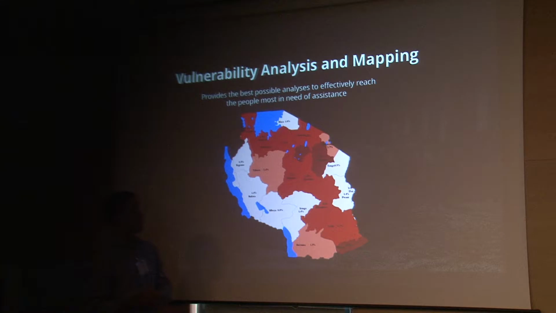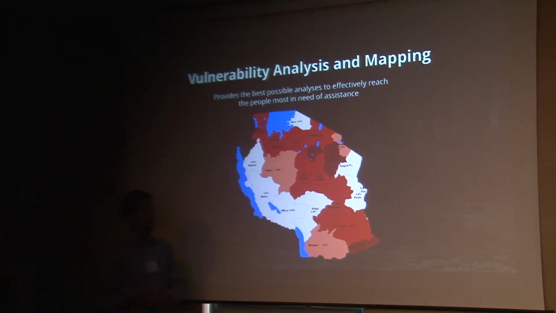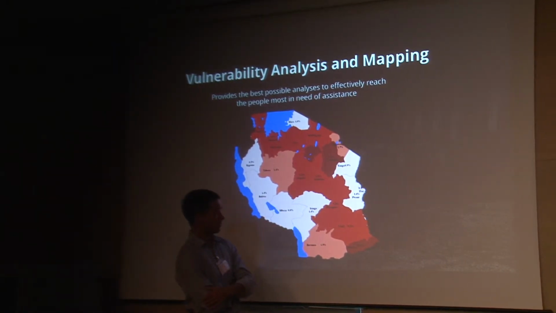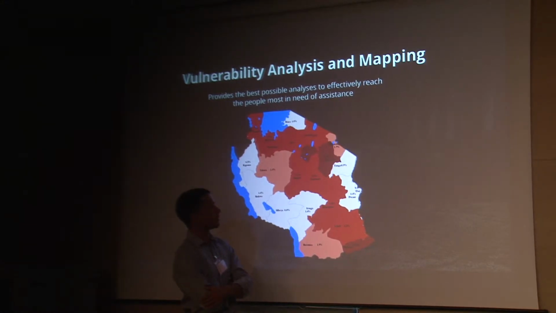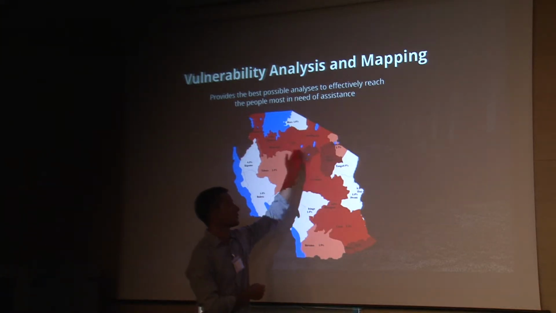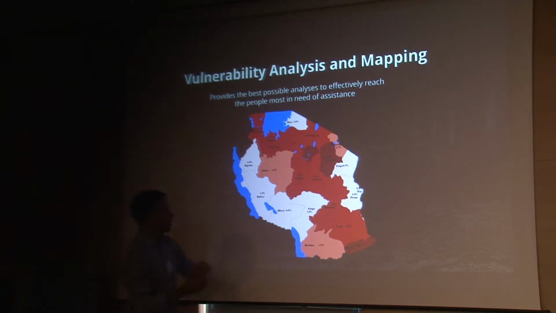But the problem here is that this is an admin one level, so it's a regional level. So if here you have to send assistance, well, that's a big place. So you don't know exactly what villages are in need of assistance here. You don't know what the population of these villages is, for example. Another example is here. It's a light red, so there is some problem, but not as much as here. But this is on average.